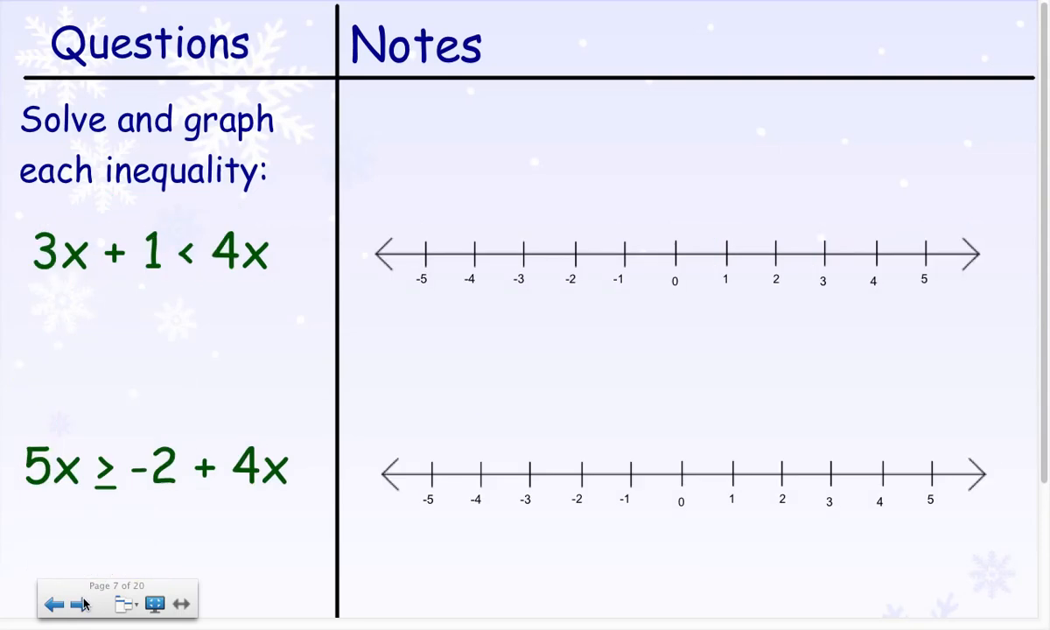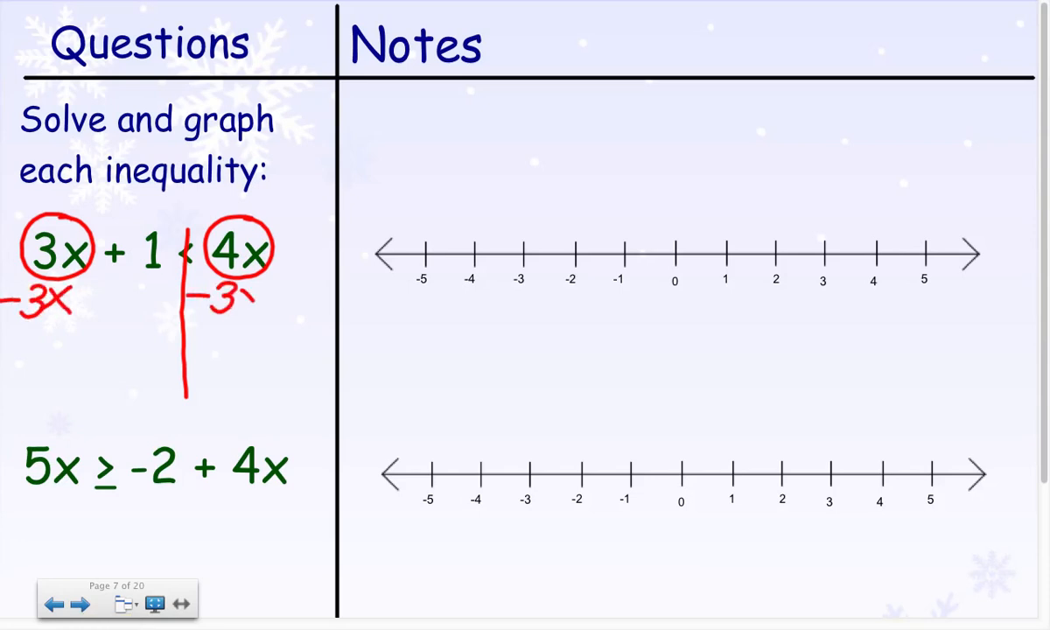Now I've got a variable on both sides. Draw my train track. If I have a variable on both sides, my first step is always going to be to get them on the same side. So I'm going to circle my couples, 3x and 4x. I could subtract 3x on both sides, or I could subtract 4x on both sides. I want to avoid a negative, so I'm going to subtract 3x.